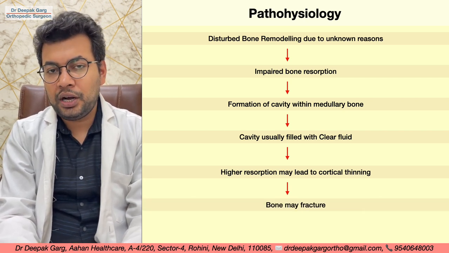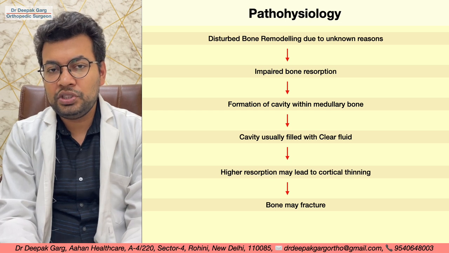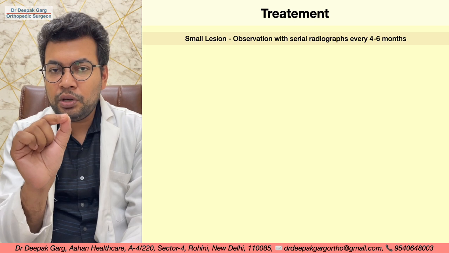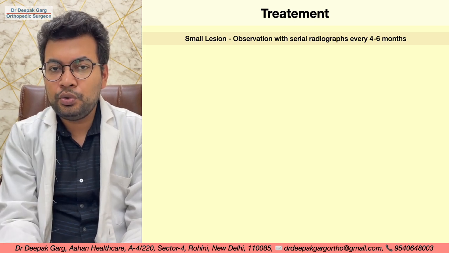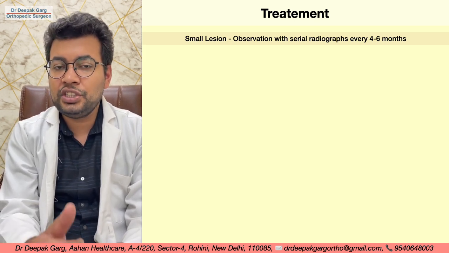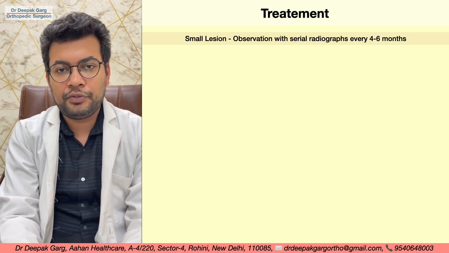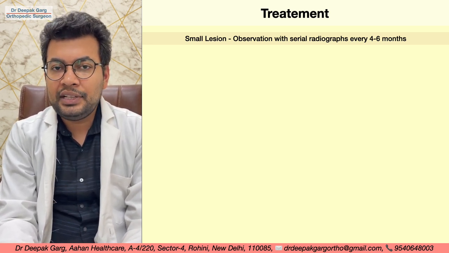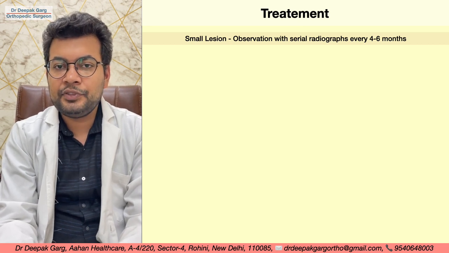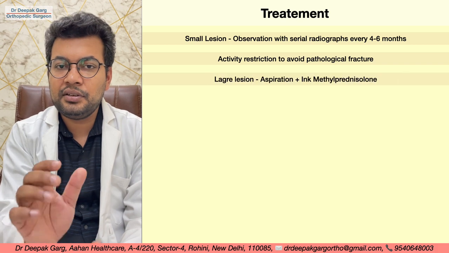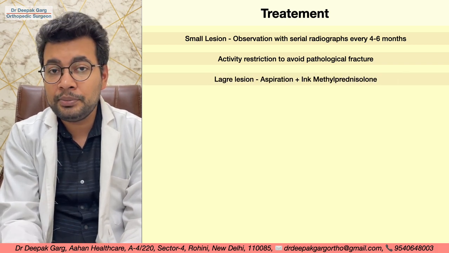So if we talk about the treatment of the simple bone cyst, if the lesion is very small and we think that it is not going to do anything or disturb anything, then we can just observe actively with serial x-rays every 4 to 6 weeks. And if the lesion is large and we have to intervene, we should always confirm the lesion with a biopsy if we plan to do something.